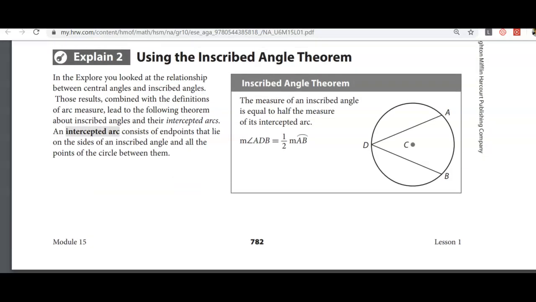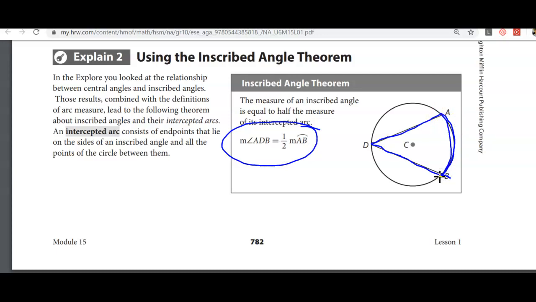Okay, so this is the theorem you're going to be working with right here. What that says is ADB equals 1/2 of AB. Okay, 1/2 of this.